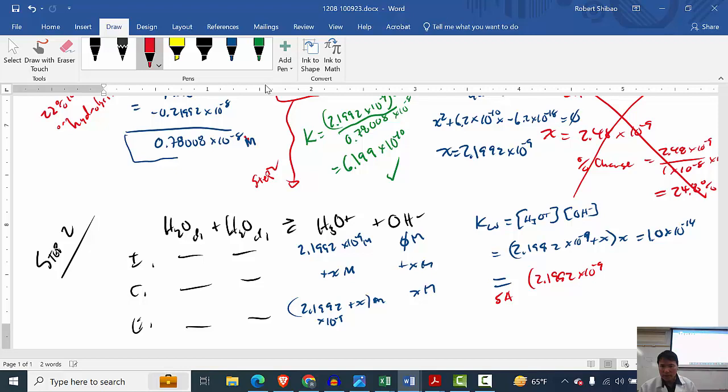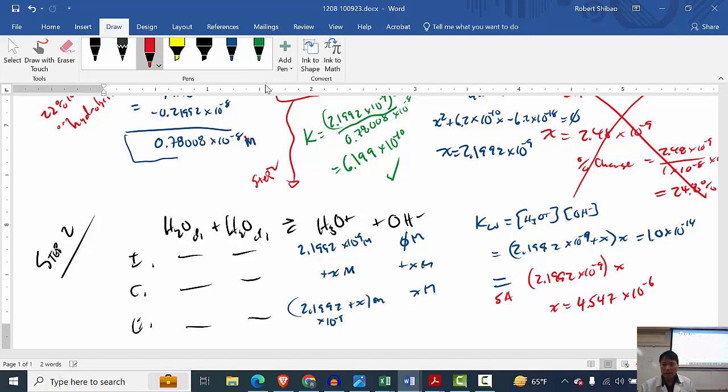2.1992 times 10 to the minus 9 times X. And therefore, X is equal to 1 times 10 to the minus 14 divided by 2.1992 times 10 to the minus 9. And that gives an X of 4.547 times 10 to the minus 6.